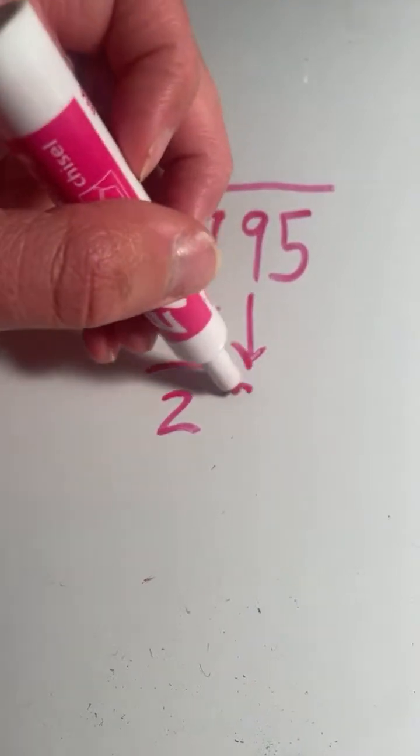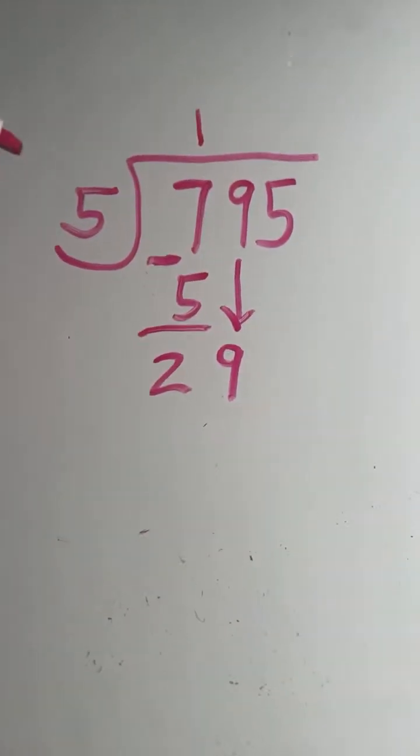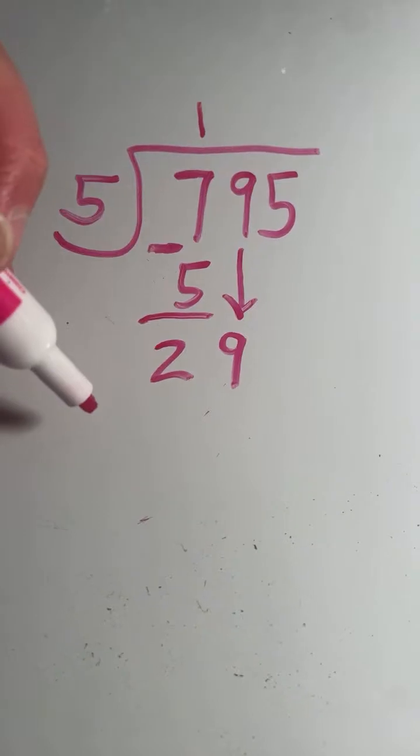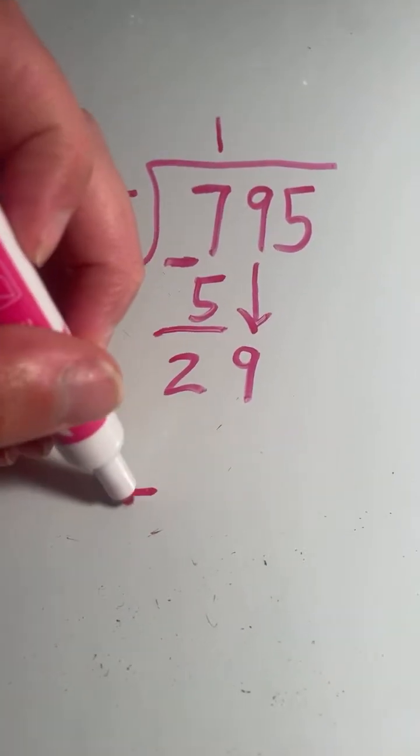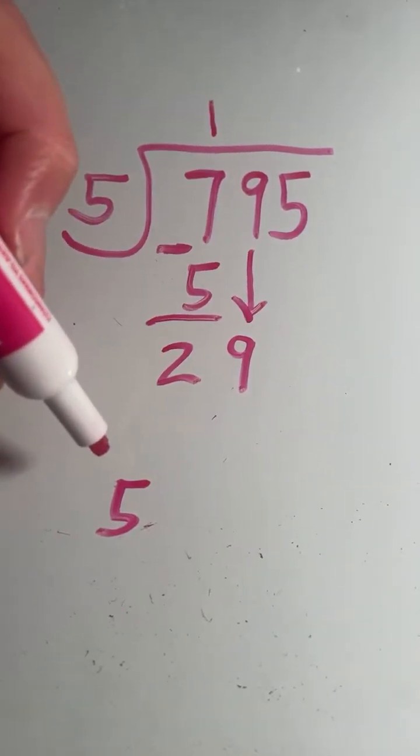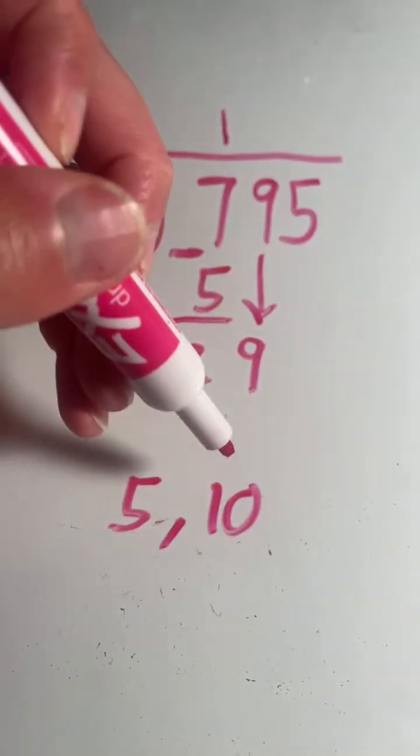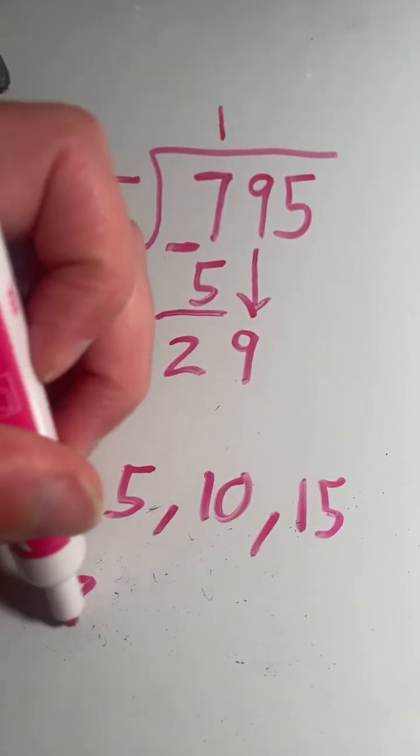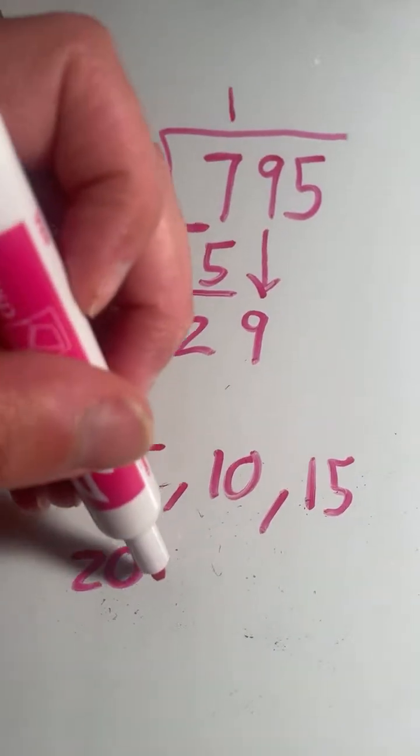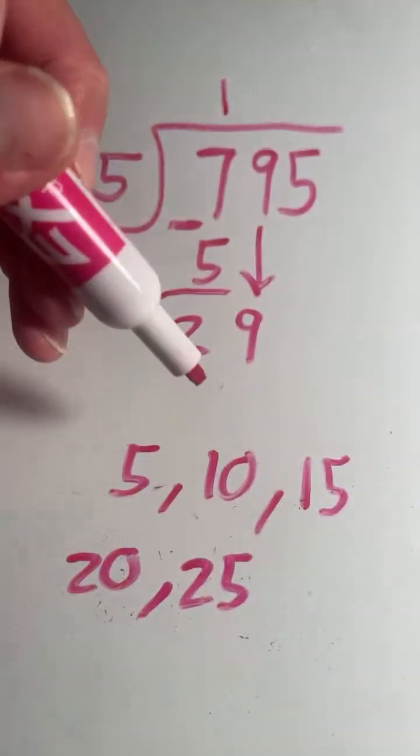We bring down the 9. That 2 becomes 29. So now I have to figure out how many groups of 5 go in 29. So I'm going to count by 5s. 5, that's one group of 5. 10, two groups of 5. 15, three groups of 5. 20, I'm at 4 groups of 5. 25, I'm at 5 groups of 5.